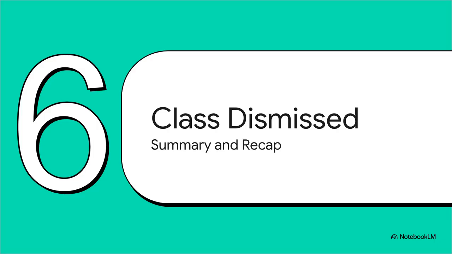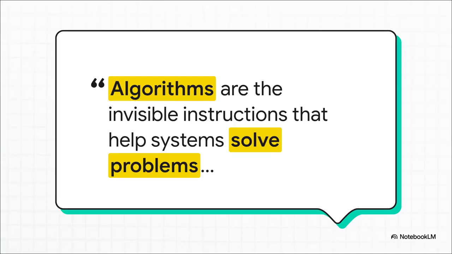All right, that brings us to Section 6, Class Dismissed. To wrap things up today, I want to leave you with this summary quote directly from our source text. Quote, "Algorithms are the invisible instructions that help computers and AI systems solve problems, make decisions, and power the digital world." I really want you to let that sink in. Every single click, every swipe, every digital decision you make is powered by these step-by-step rules.